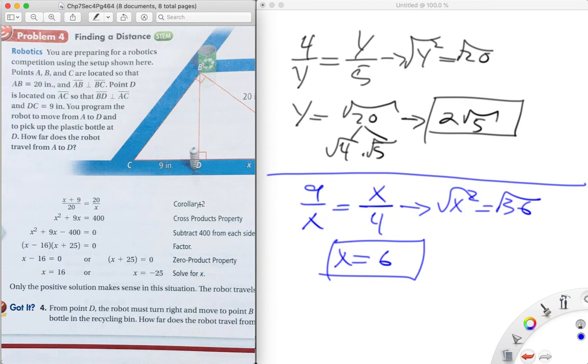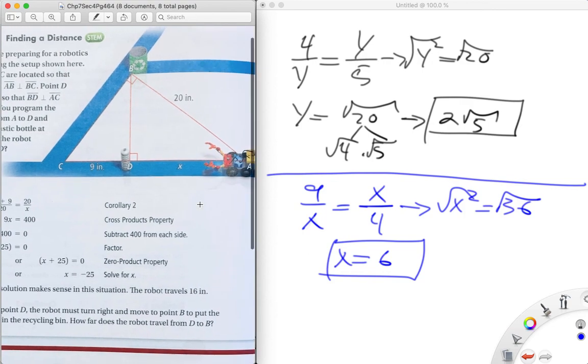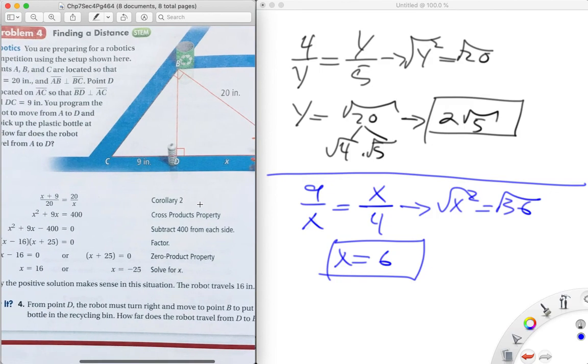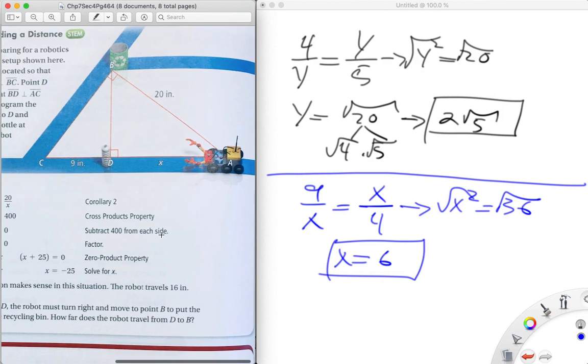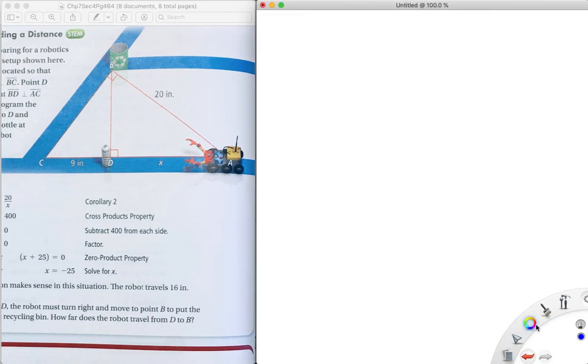Alright, so looking at the initial problem, D to B. X plus 9. Let's see. X is 16. Okay, so X is 16. So to do this one, it's geometric means of the altitude. So I have this guy, this guy, this guy, this guy. This is 9. From the previous problem, this is 16.